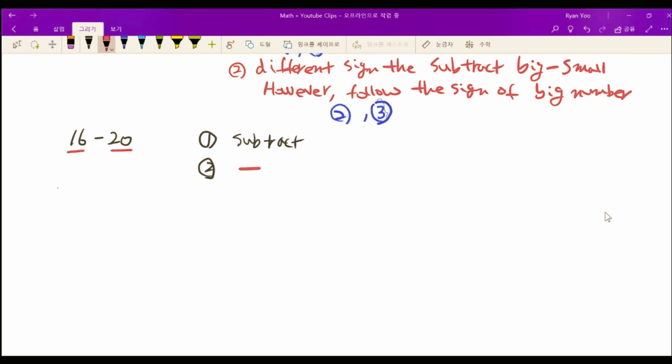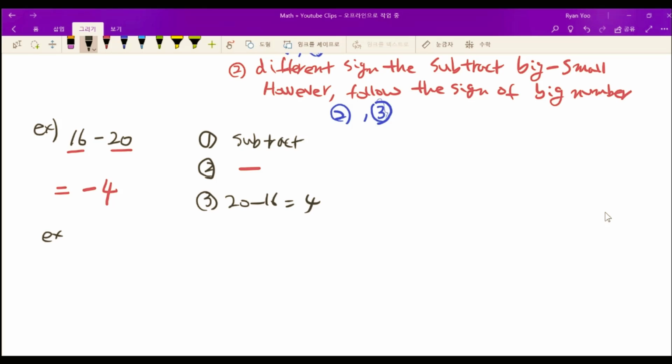So here, from the very beginning, decide your sign. This is a negative something number, because 20 is bigger than 16, and the sign of 20 is negative. And now, number 3, you're going to subtract. This time you're going to subtract 20 minus 16, which is 4. So my answer should be negative 4. Done.